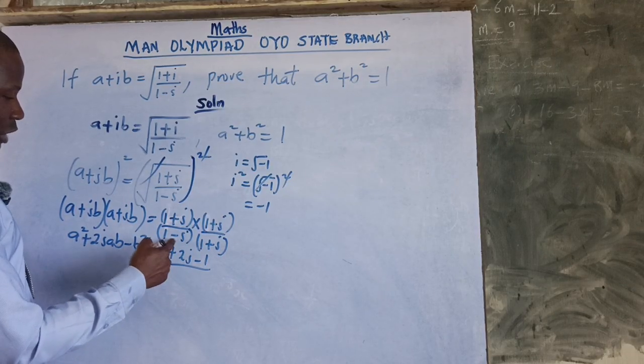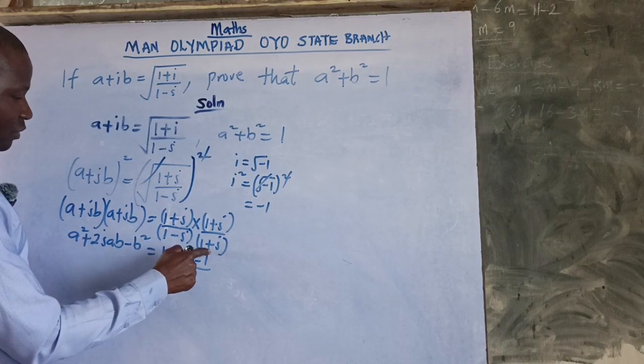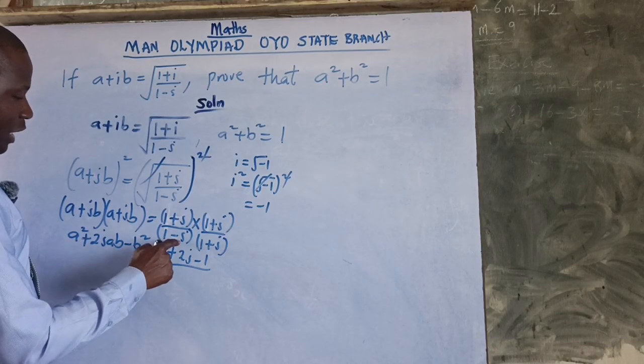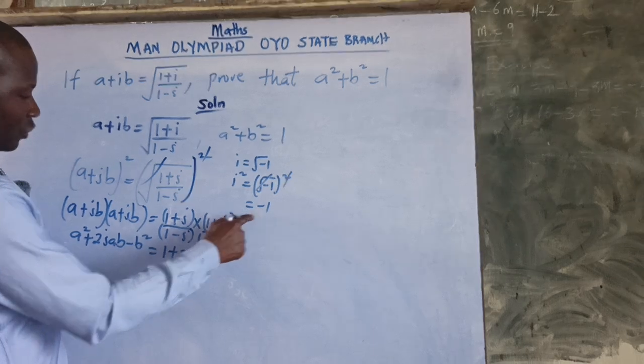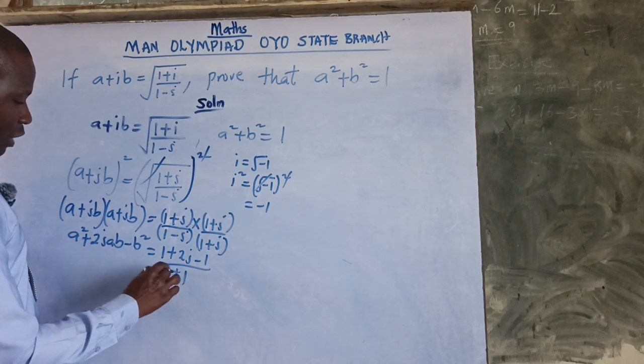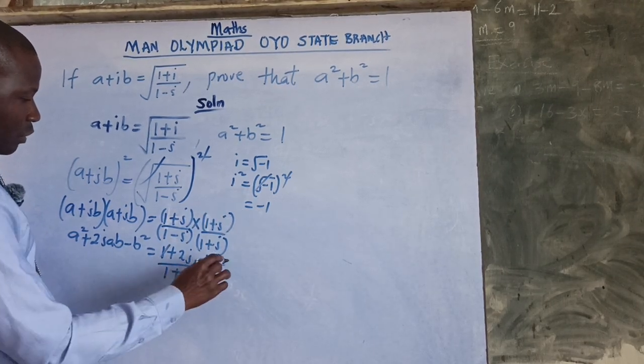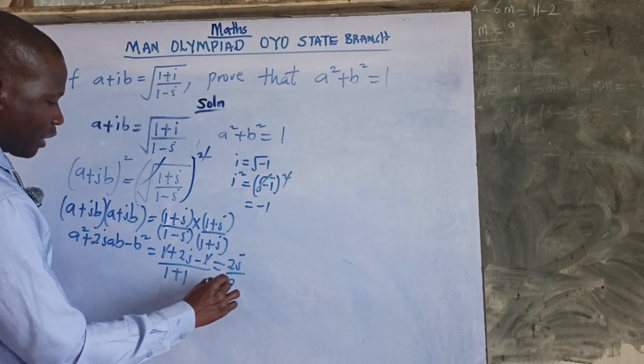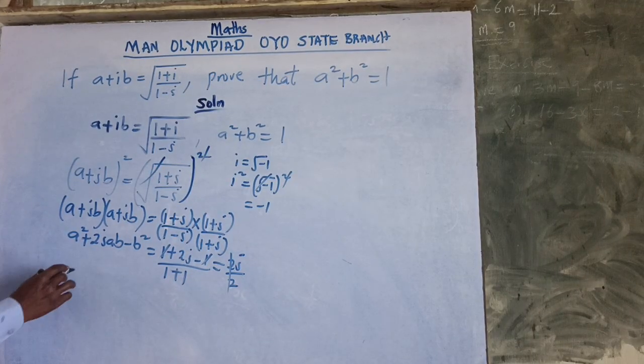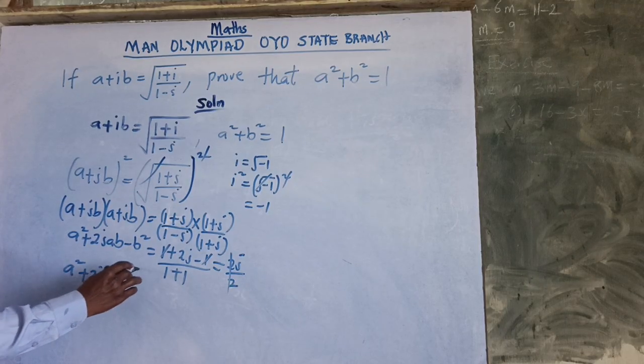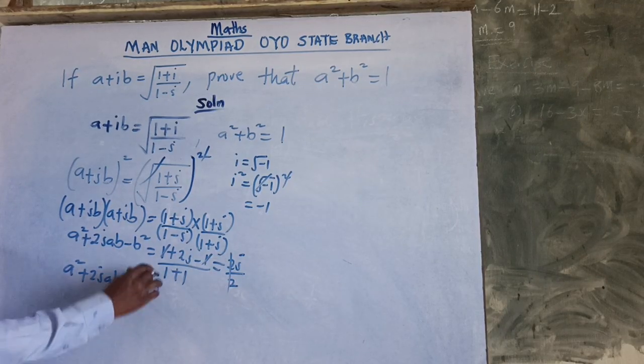In the denominator, the 2 middle terms will cancel out because we have a difference of 2 squares. Then i times i will be minus 1, and minus 1 times minus 1 will be plus 1. So minus will cancel minus, and we have 2i divided by 2, the 2 cancel out. That implies that a squared plus 2iab minus b squared equals i.